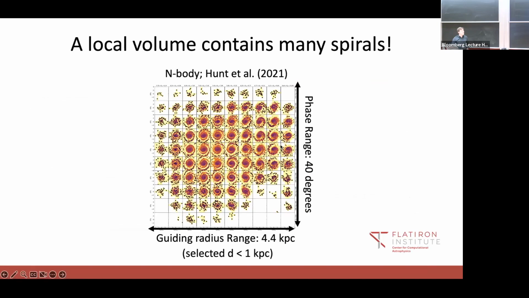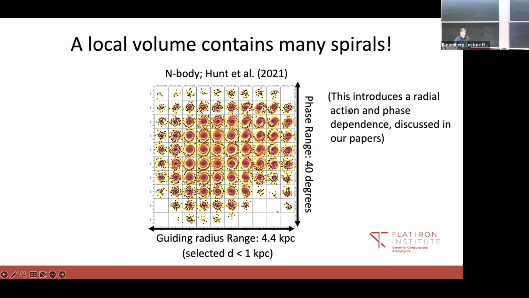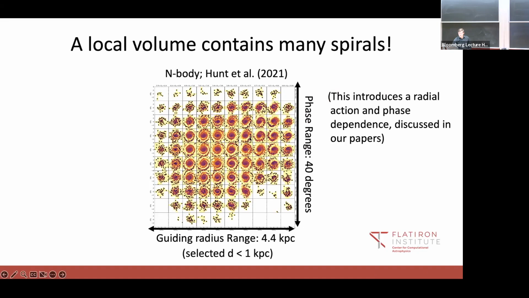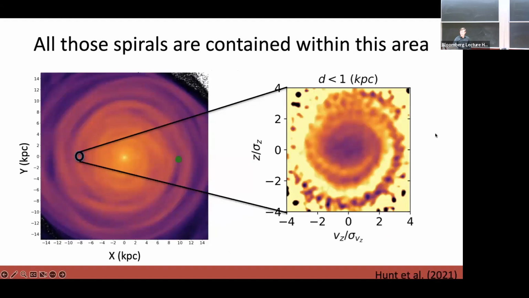However, if you split by these at the same time, you can start to make these 2D maps of how the spiral varies across. It's not quite physical space, it's more orbit space, but even from a local 1 kiloparsec volume, you can sample phase spirals that have guiding radii of about 4.4 kiloparsecs or a phase range of about 40 degrees, which is much further than you can get when looking in physical space because of selection effects. Again, for dynamicists, this induces a radial action, that phase dependence discussed in the paper. I won't go into it today. And all of these spirals in this grid that have significantly different morphology in different areas are all contained within this one phase spiral, in this one region of the simulation.